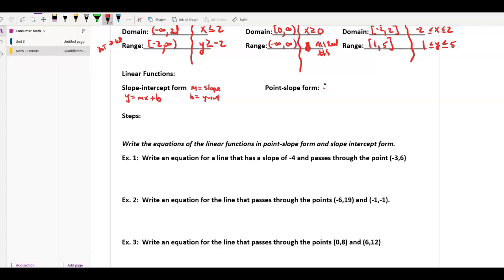Now, point-slope form is y equals m times (x minus x1) plus y1, where again m is the slope, and then a given point would be (x1, y1). So this would be your given point and your slope. Now when we do this, we think the opposite of x1. Okay?